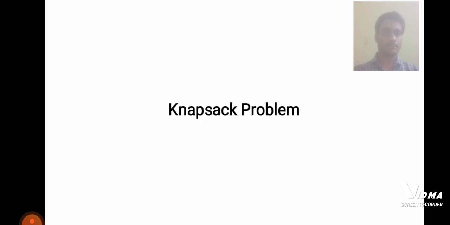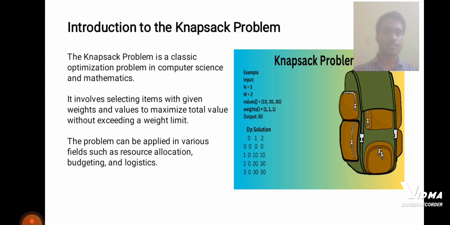Knapsack problem. Introduction to the knapsack problem. The knapsack problem is a classic optimization problem in computer science and mathematics. It involves selecting items with given weights and values to maximize total value without exceeding a weight limit. The problem can be applied in various fields such as resource allocation, budgeting, and logistics.